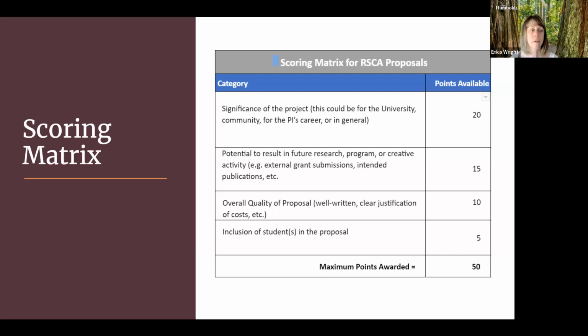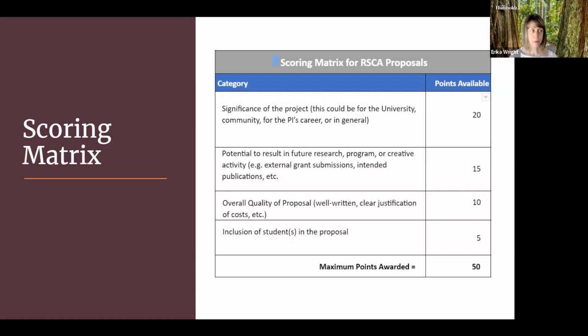And then finally, there are 5 points for inclusion of students in the proposal. There are a variety of ways that you might approach how students are included. Generally, reviewers like to see students being paid on these proposals, or students getting some sort of direct experience, whether they're involved in helping conduct surveys or analyzing data. But this year it's 5 points out of 50, so it's less impact than these other categories.